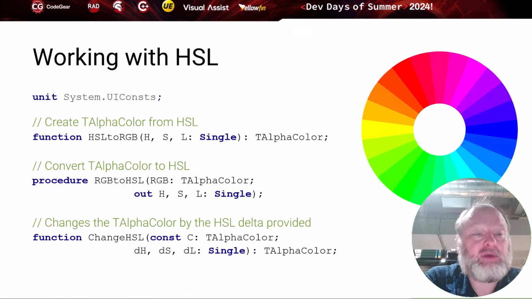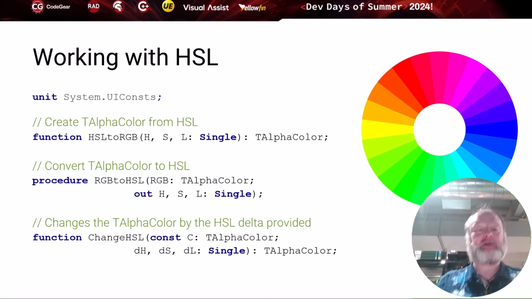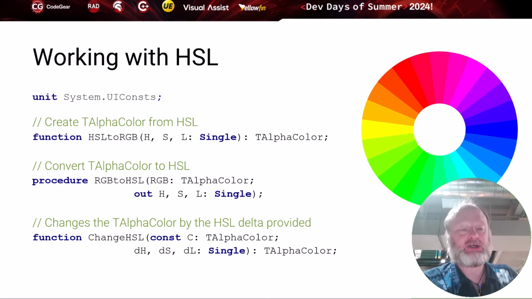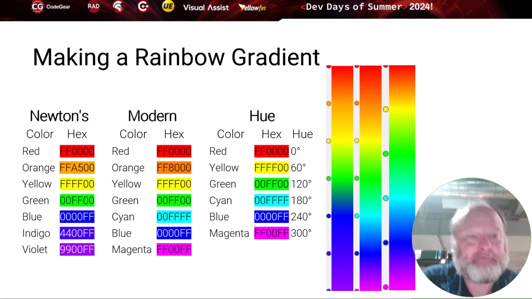So there are some routines built into Delphi in the UI const library unit, HSL to RGB and RGB to HSL, as well as change HSL, which is really useful. It lets you provide an alpha color and then a delta for how you want to change the hue, saturation, or lightness. So it just gives you back an alpha color when you're done.